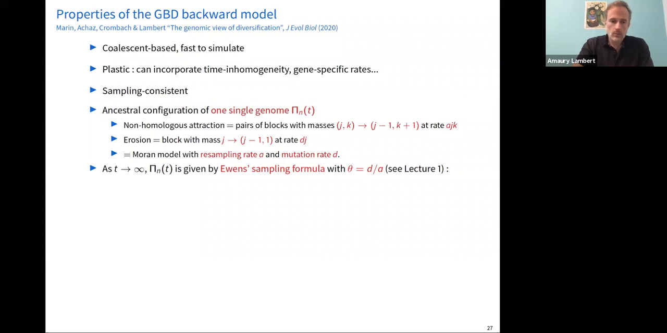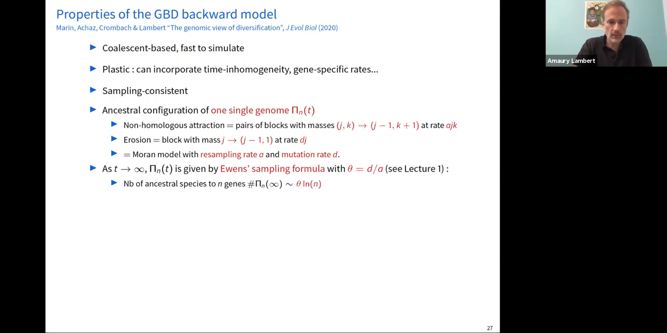And so, based on this, the ancestral configuration of your sample genome has a stationary state, which is the same as the stationary state of the Moran model with mutation. And so it's given by the Ewens sampling formula with theta equal to D over A.